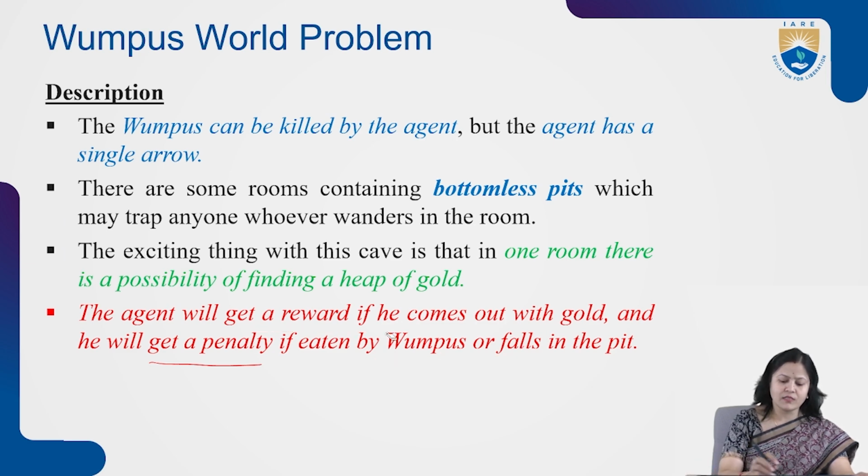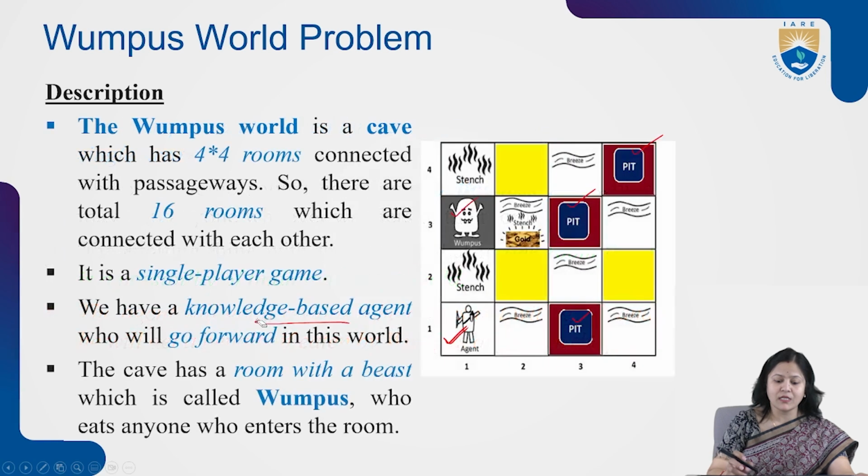This is all about the description of this game. So I hope you have understood. It is a cave first, with 4x4 rooms, a total of 16 rooms. All the 16 rooms are connected with each other. In one room, the Wumpus is there, and one agent is there with one arrow. 3 bottomless pits are there.